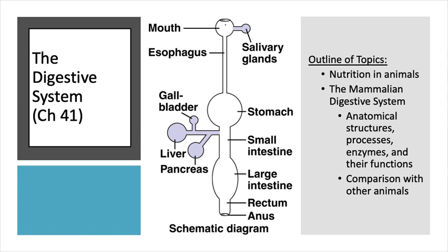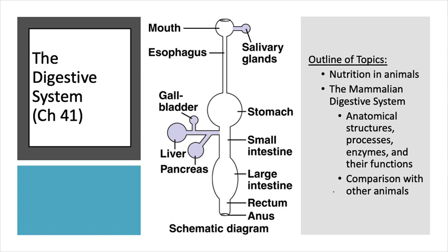We are going to take a linear approach by discussing all of the processes that happen in the mouth, then in the stomach, small intestine, large intestine, through the anus. So we're going to start at one end and we are going to end at the other, just like the journey of our food. We are going to start with talking about digestion in humans and our anatomical structures, what processes occur at each location, what enzymes are involved, and what the functions of those enzymes are. And then towards the end of the lecture, we'll compare to other animals.